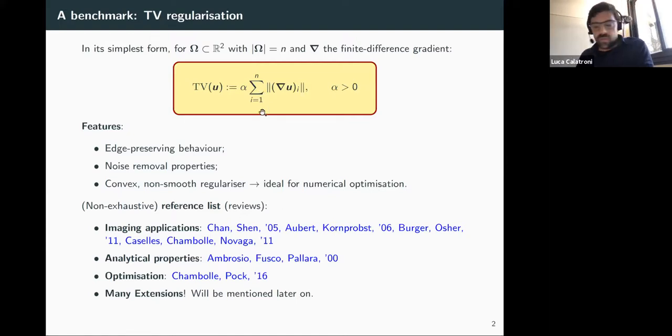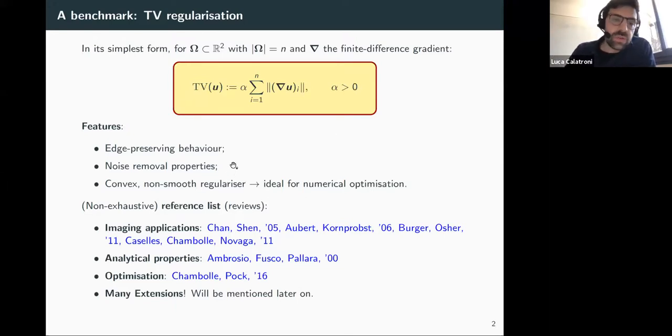I don't think I need to convince this audience of the reasons why TV is so popular. It has been studied extensively over the last 30 years due to its very interesting edge-preserving regularization properties, combined with standard data fidelity terms for noise removal, deblurring and so on. And from the point of view of optimization, TV is also particularly interesting because, while being non-smooth, it is a convex regularizer, hence it is amenable to the development of efficient numerical algorithms.